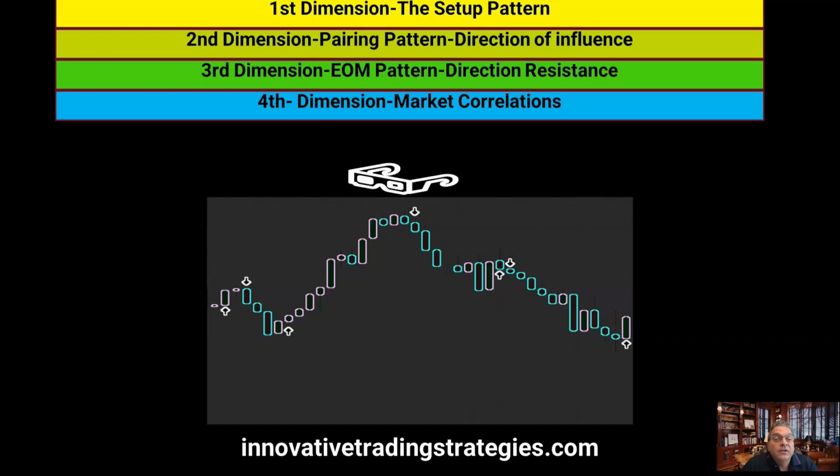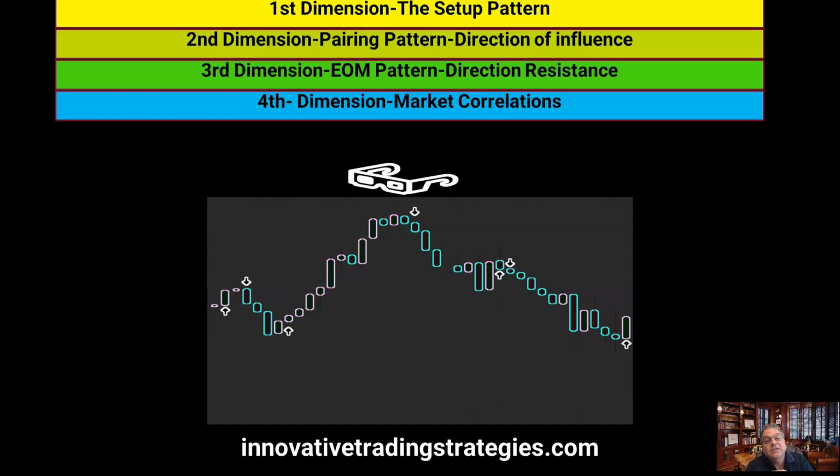So all we're doing here is, when we look at each one of these patterns, each one of these patterns can hold up on their own. They all are effective on their own. If they weren't, it wouldn't make any sense. So if the pairing pattern didn't work by itself, the EOM pattern didn't work by itself, if the first dimension pattern didn't work by itself, market correlations didn't work by themselves, they wouldn't be effective, right? But since they all work by themselves, then we can stack them. Remember, indicators we can't stack, because if an indicator doesn't work, you stack another indicator on top of it, right? It's like putting that dead spark plug in that engine. It's not going to make the engine run better.